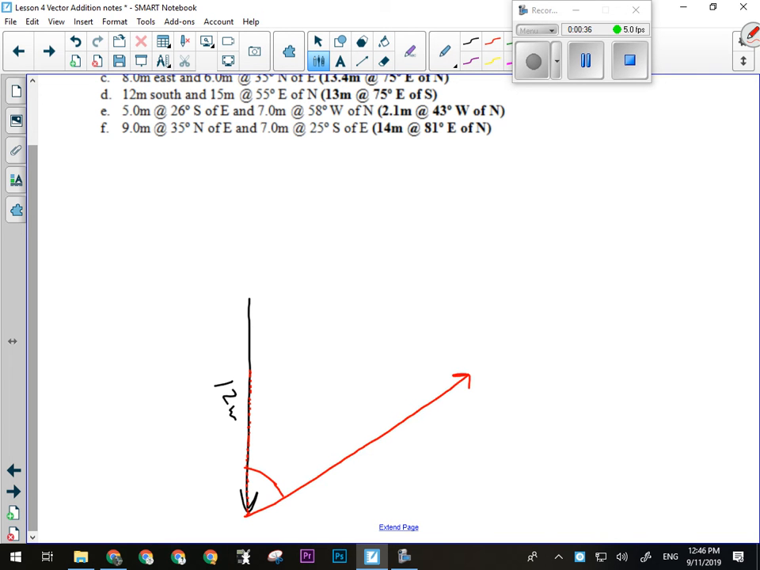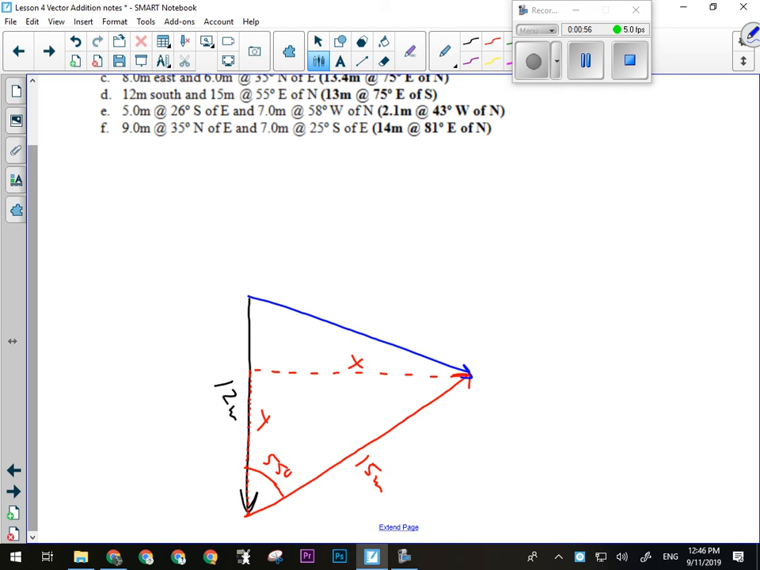All right, so definitely longer than my 12-meter line. Right, there's its triangle. So that's 55 degrees. This is 15 meters. Okay, this would be the x component. This would be the y component. And then my resultant goes from my initial position to my final position, like so.